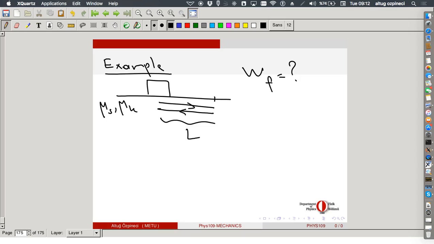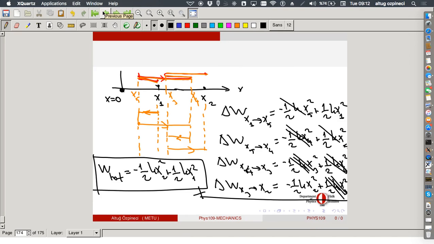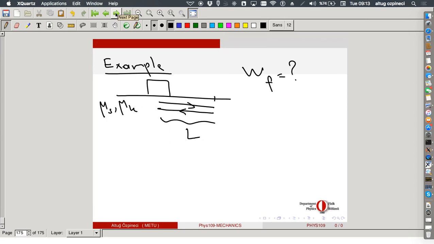Okay, there was one answer, 0. You see, if it was a spring, then if x1 and x2 are the same, the work done by the force of the spring would be 0. Now here, this is not the spring force. Is the force constant, by the way, before we start? Is it a constant force or a variable force? A variable force.